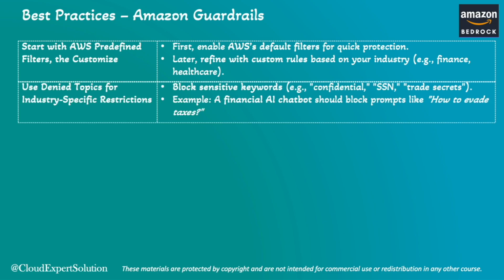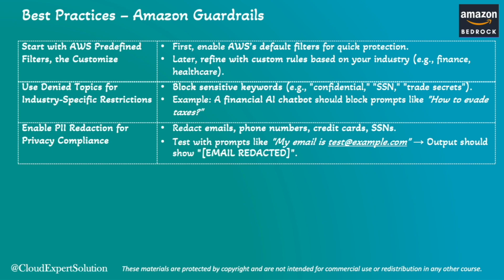The second option is you should deny topics for industry specific restrictions. And why should you do that? Because some topics should never be discussed. For an example, insider trading, illegal activities. And here the best practice is you should block sensitive keywords like confidential, SSN, trade secrets. As an example, a financial chatbot should block prompts like how to evade taxes.